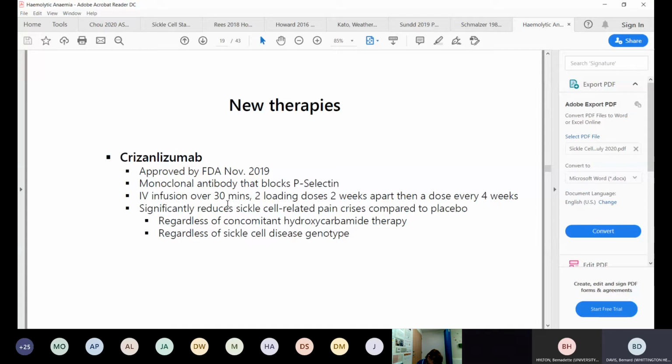And what they realized was that the frequency of the crises was significantly lower compared to the placebo arm. And it didn't really matter whether the patients were taking hydroxycarbamide or not. And it didn't also matter whether they had SS or SC or some other genotype. It worked across the board. This is unlike, for example, hydroxycarbamide, where the evidence really is for SS and S beta 0. But this one works across the board.